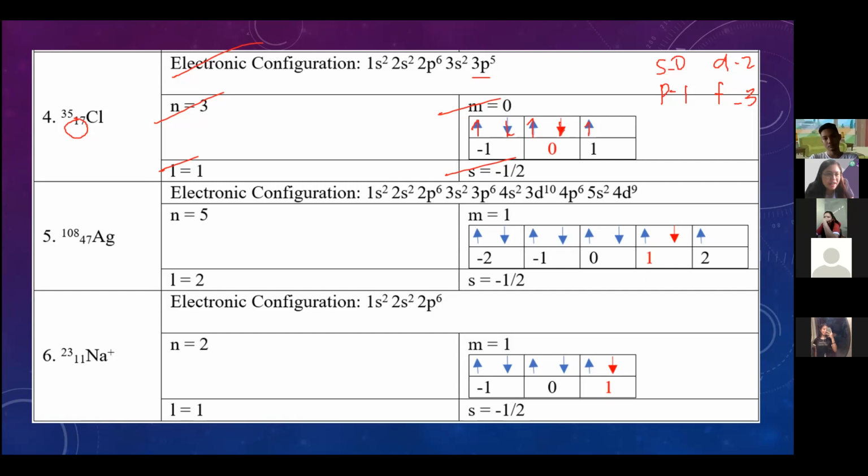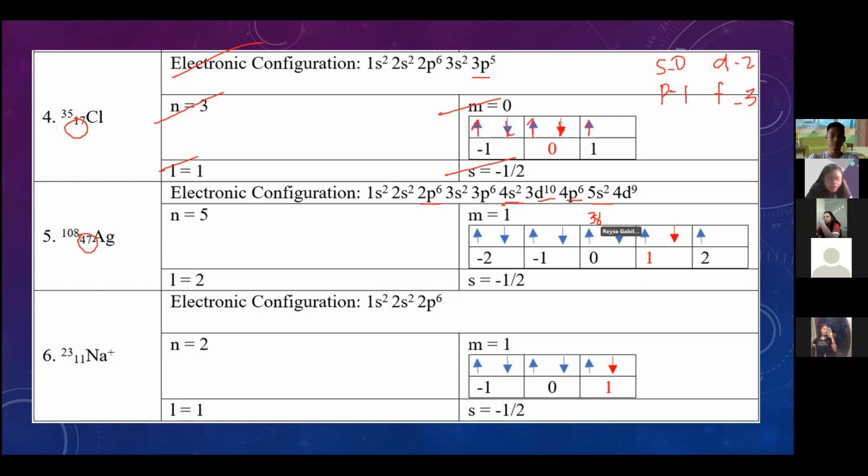Now for number 5, medyo madami-dami ito. It's 47. Hindi 108 ha, it's 47. It should be the atomic number. So let's see. This is a total of 10 here. 1s2, 2s2, 2p6. Plus 10 here. 3s2, 3p6. 4s2. And then plus 10. That's 30 already. After 3d10, we'll have the 4p, 4p6, 5s2. So this is 38 now.